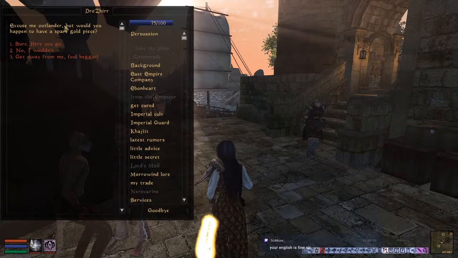Excuse me, Outlander, but would you happen to have a spare gold piece? And we can choose about number 1. Sure, here you go. No, I wouldn't. Get away from me. Foul beggar.